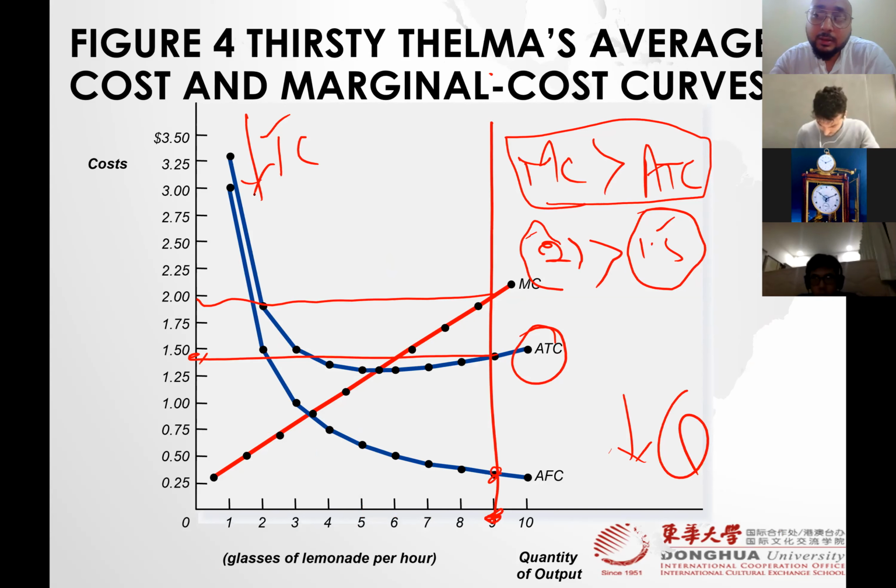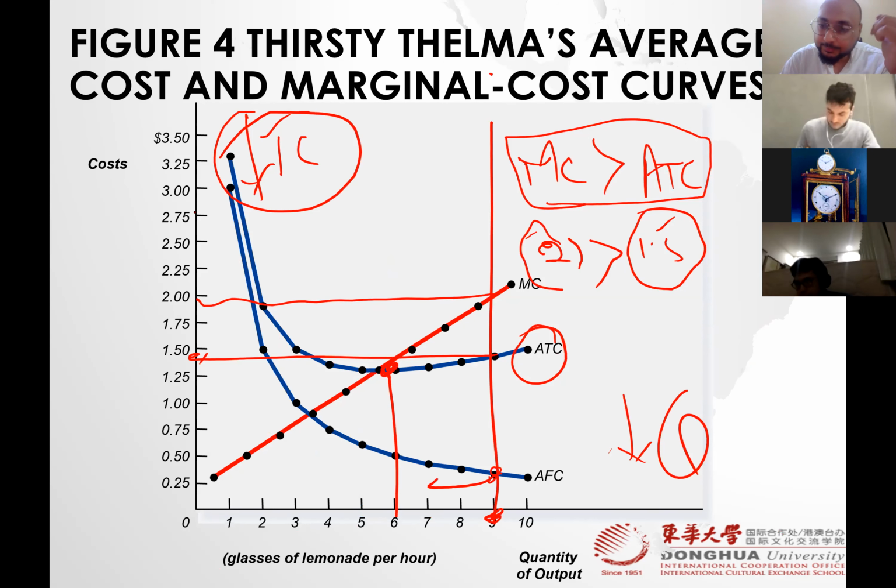Close that extra shift. That's it. Reduce your production to 6 something here, and you will minimize your average total cost. You maximize your profit, right? From our previous lecture, we found out that sales are something else, profit is something else, right?